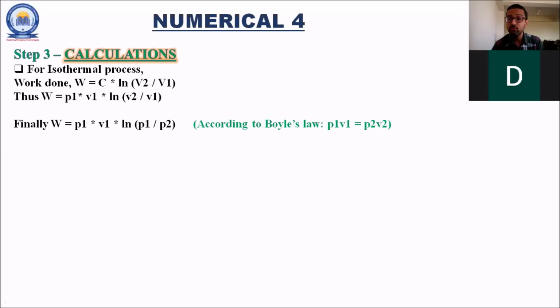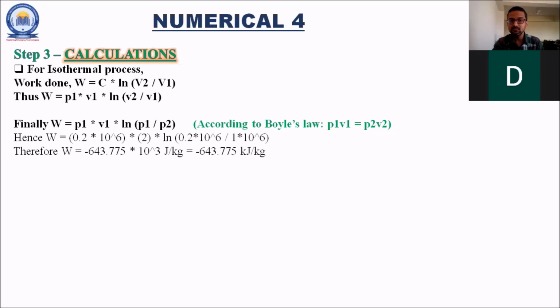So always use the key of ln, that is the log to the base e. On substituting the values of P1, V1 and ln P1 by P2, we are getting this type of equation. And on doing the calculations, I am getting the answer, that is W is equal to minus 643.775 into 10 raised to power 3 joule per kg.